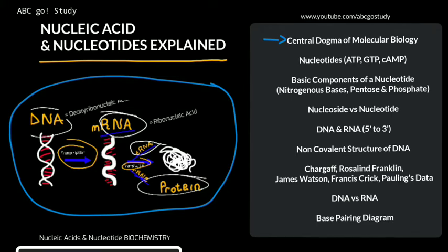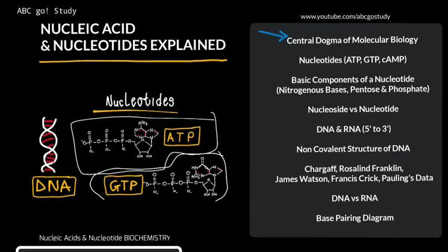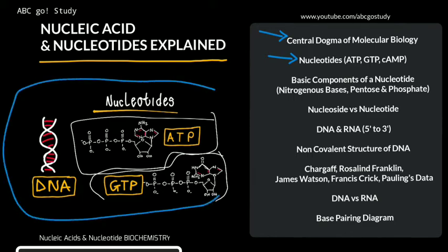This is exactly how we get proteins from our DNA. Now, the next thing we are going to talk about is nucleotides. I will quickly talk about the common examples of nucleotides that we have, like ATP, GTP, cAMP, and the likes. So that's just what you can see right here.